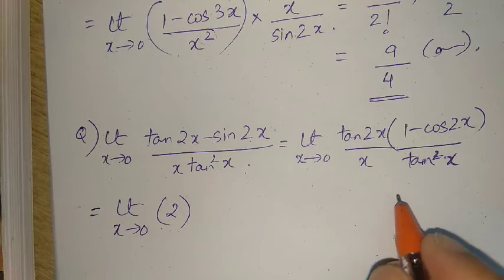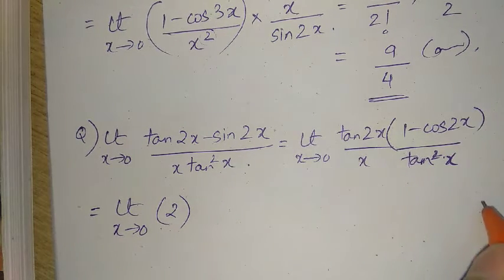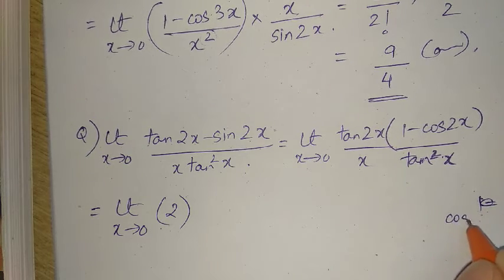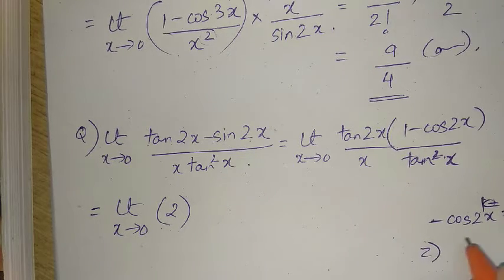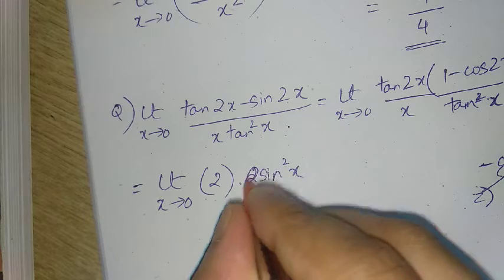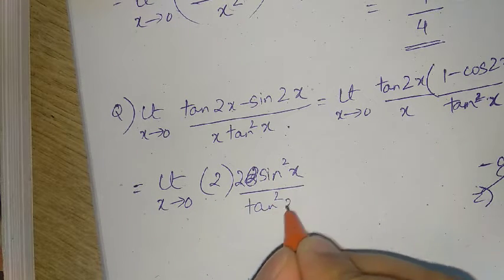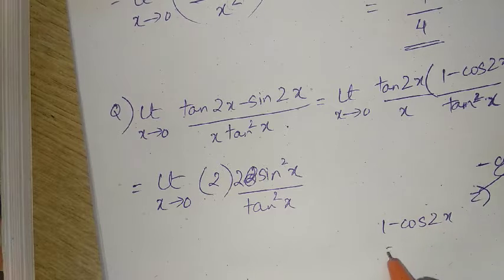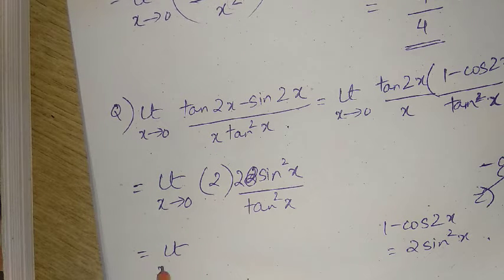And limit 1 minus cos 2x by x square, it is nothing but, as you know, cos 2x is nothing but 1 minus 2 sin square x, so 1 minus cos 2x is equal to 2 sin square x. So this implies 2 into sin square x by tan square x.